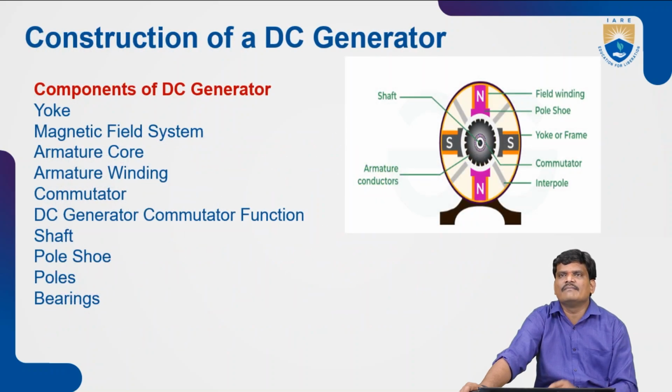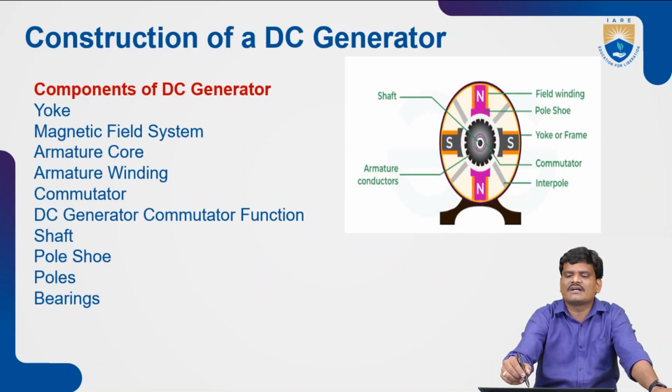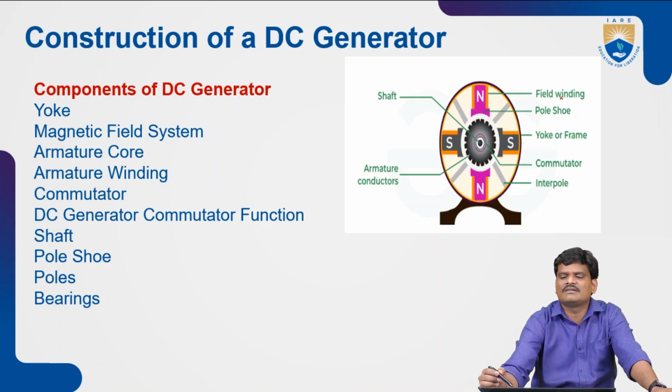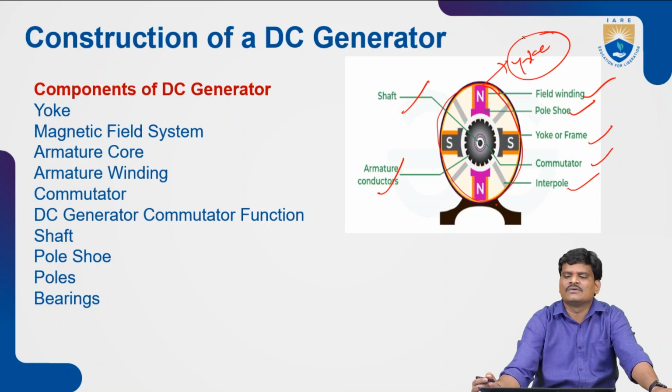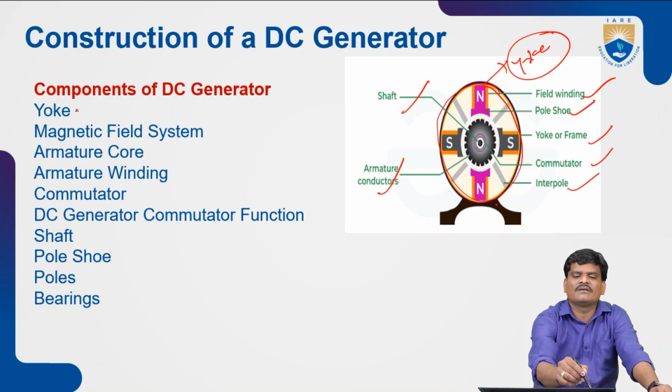Now coming to the construction part, you can see the construction in this particular diagram. So what is this particular thing? It consists of a field winding. Yes, it consists of a field winding, pole shoe, yoke or frame, commutator, interpole, armature conductors, shaft, and this particular area which is in the form of a round is called a yoke. So these are the different components of a DC generator which are present on this particular left side.